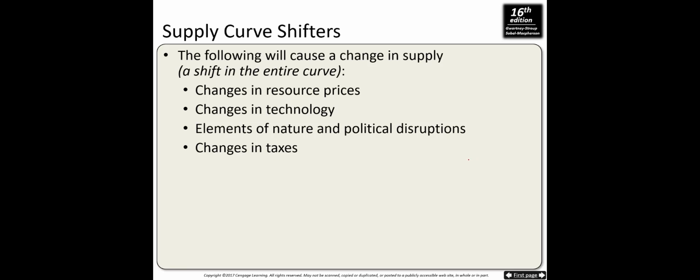The following will cause a change in supply: changes in resource prices, changes in technology, elements of nature and political disruptions, and changes in taxes. You can go read your textbook, but again, the idea is very simple. Think about it. Is this more profitable to produce? If the inputs are costing more, no, it's not profitable, so supply decreases. If it's a good, cost-saving technology, then supply is going to increase. Nature, like a hurricane, is a negative determinant, therefore supply decreases. If there's an increase in taxes, it's more costly, so supply decreases.